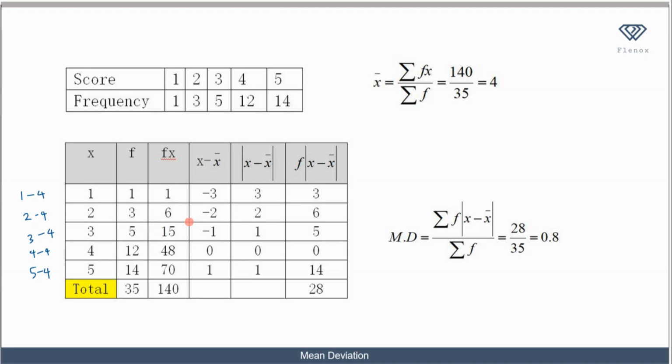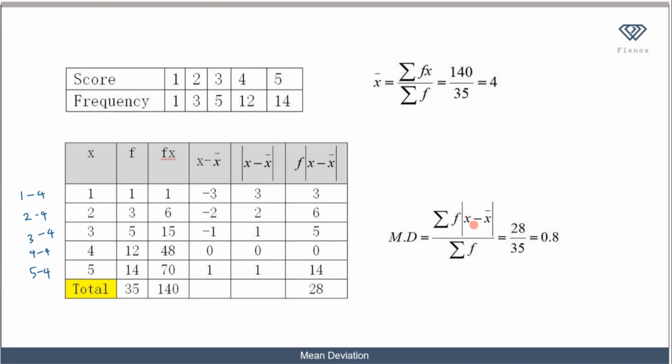1 times 5, we have 5. 0 times 12, we have 0. 1 times 14, we get 14. Then we sum up our f times the absolute difference. So we get 28. So we know that our mean deviation is given by the summation of f into bracket x minus x bar over summation of f.